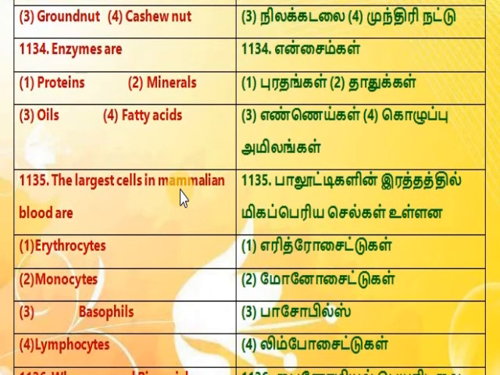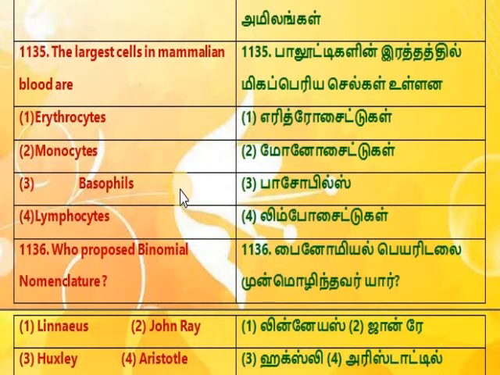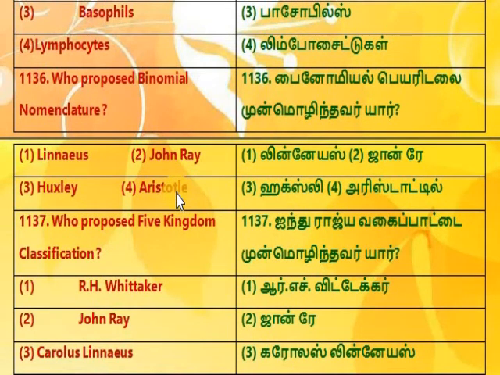1134 Enzymes are 1. Proteins, 2. Minerals, 3. Oils, 4. Fatty acids. 1135 The largest cells in mammalian blood are 1. Erythrocytes, 2. Monocytes, 3. Basophils, 4. Lymphocytes. 1136 Who proposed binomial nomenclature? 1. Linnaeus, 2. John Ray, 3. Huxley, 4. Aristotle.